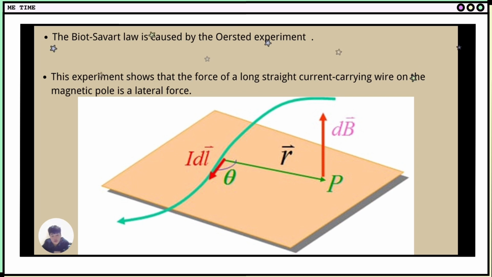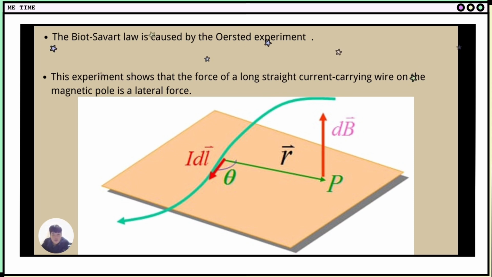This experiment shows that the force of a long straight current carrying wire on the magnetic poles is a lateral force. In order to reveal the universal quantitative law of the force of current on the magnetic poles, Biot and Savart believed that the force of the current elements on the magnetic pole should also be perpendicular to the plane formed by the current elements and the magnetic poles, that is, also a lateral force. Through experiments on the force of long straight and bent current carrying wires on the magnetic poles, they obtained the relationship between the force and the distance, and also the bending angle.